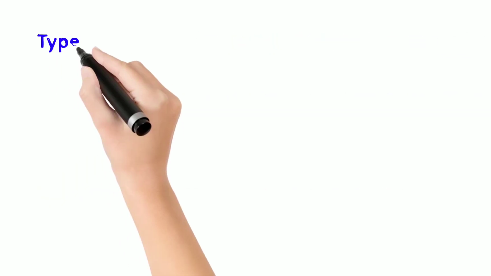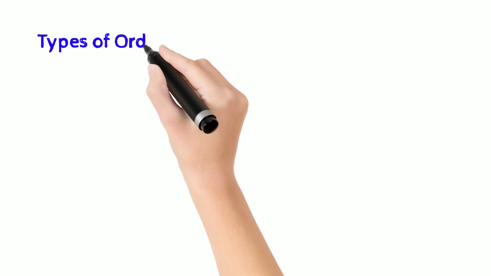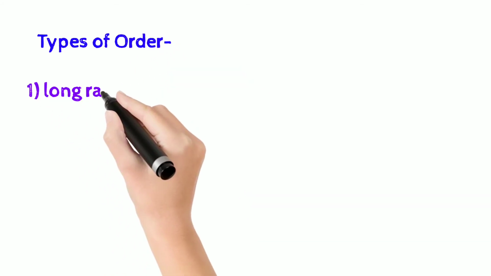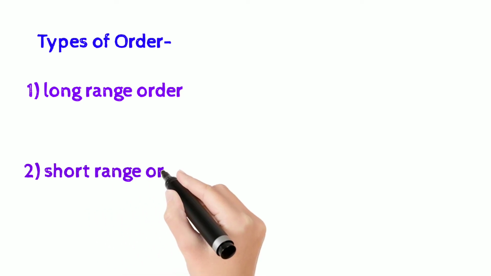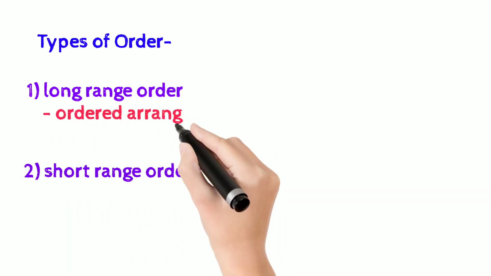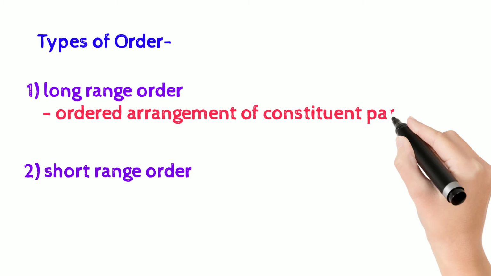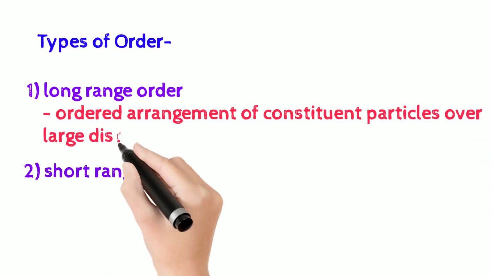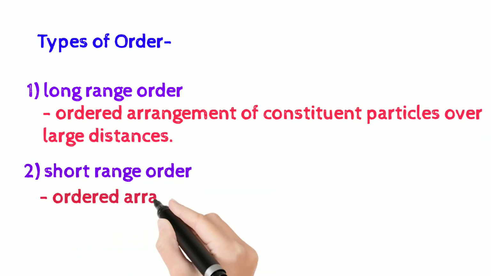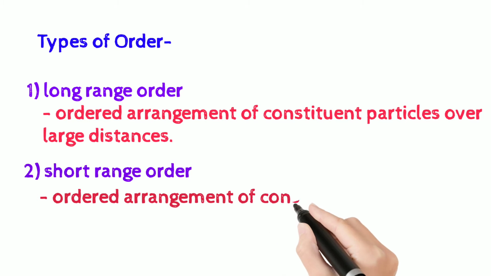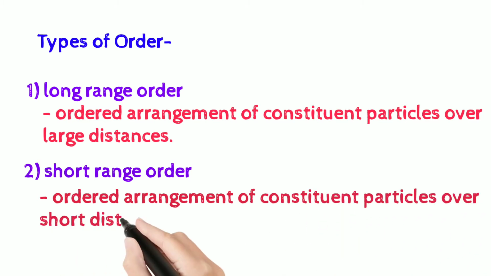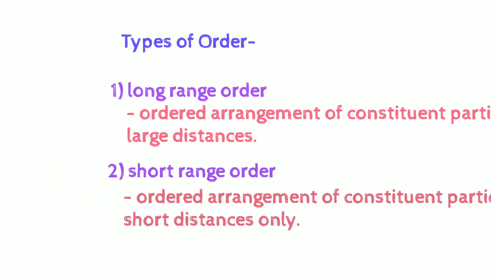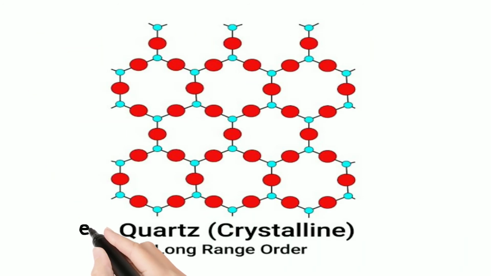Now, let us see the types of order. There could be two types of order, which are long range order and short range order. Long range order means that the ordered arrangement of constituent particles is present over large distances in the crystal, while short range order means that ordered arrangement of constituent particles is present but only over short distances, as the name suggests.